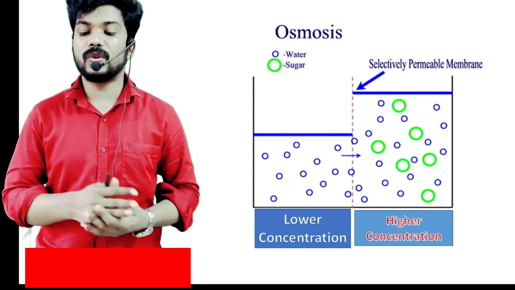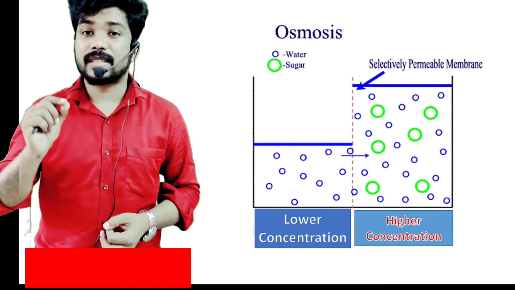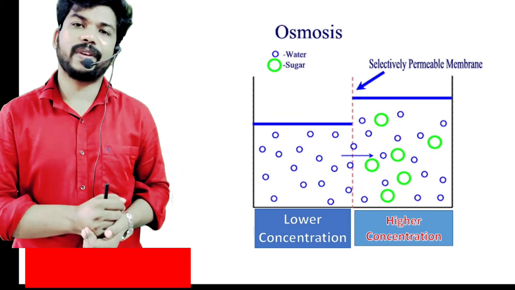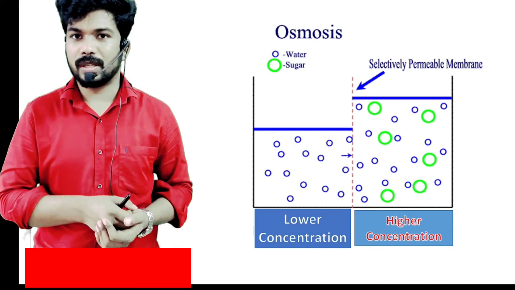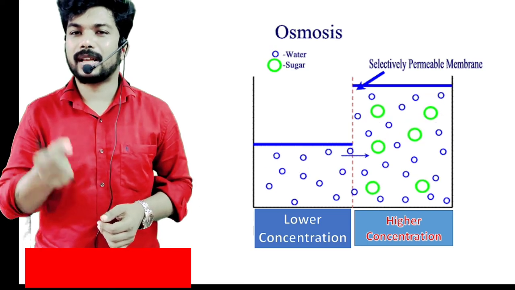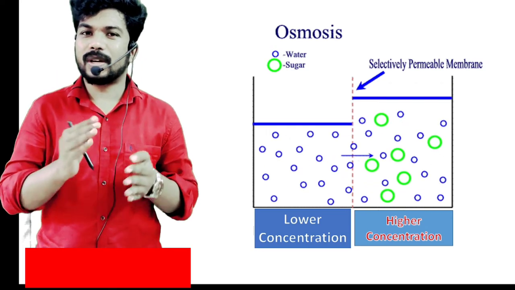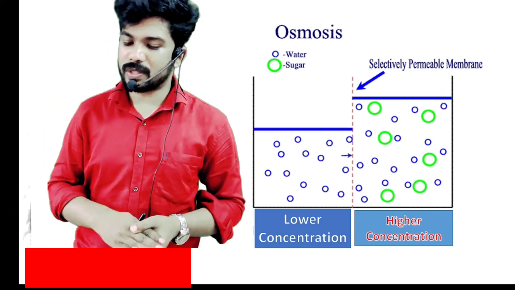Why not the solute molecules? The size of solute molecules will always be higher as compared to the size of solvent molecules. So this semi-permeable membrane has only small holes, so only solvent molecules flow through it. That is in the case of osmosis.